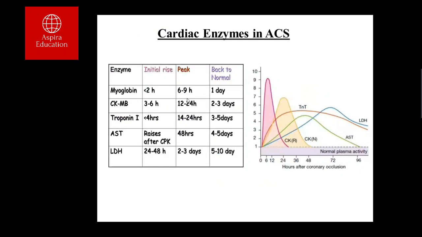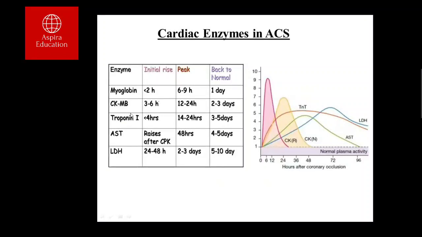Now, one of the important markers I mentioned to diagnose myocardial infarction is troponin I and CKMB. But do remember, we have other enzymes which increase after MI. For example, we have myoglobin, which increases within 2 hours of myocardial infarction, reaches a peak in 6 to 9 hours, and may remain elevated up to 24 hours, but comes back to normal after 24 hours.